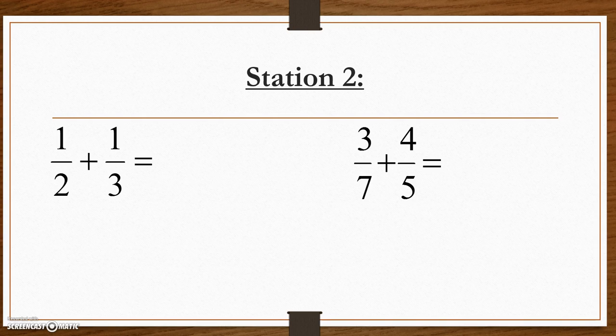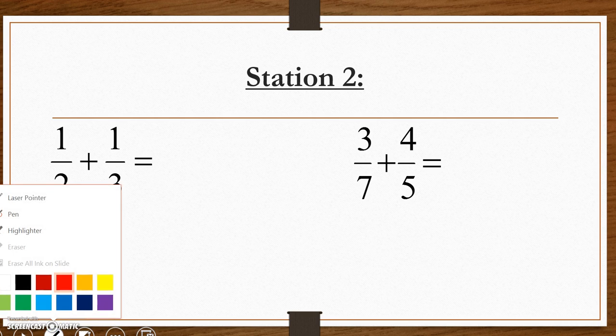Welcome to Station 2. We're going to learn how to add fractions that don't have like denominators. So if you look at this first fraction right here on the left, there's a 2 on the bottom of the first one and a 3 on the bottom of the second one. That means that you can't actually add them as they are. So what we have to do is find a common denominator.